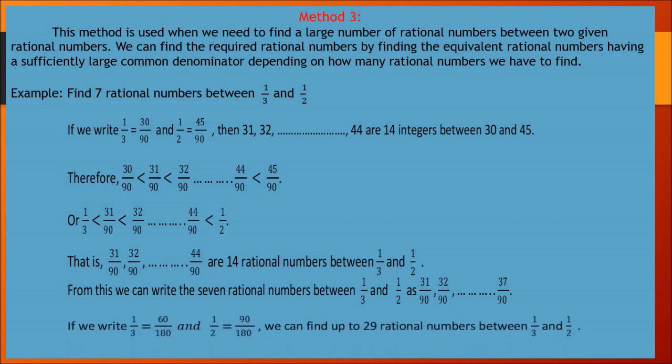Now, if you want to find 29 rational numbers between 1/3 and 1/2, we can take the common denominator as 180 instead of 90. In the same way, we can find many rational numbers by taking a sufficiently large common denominator.